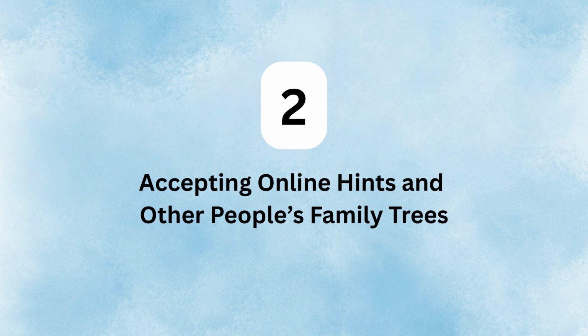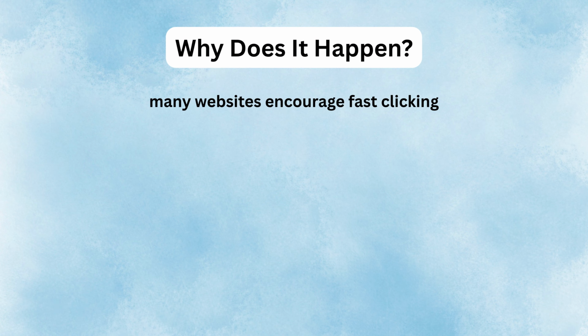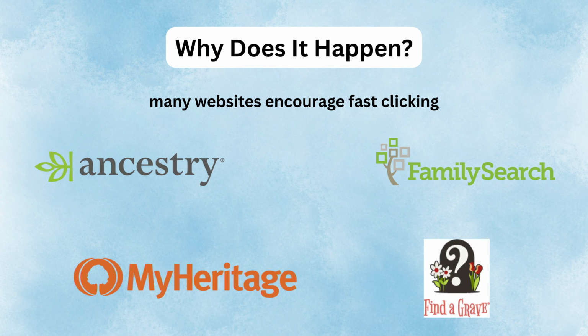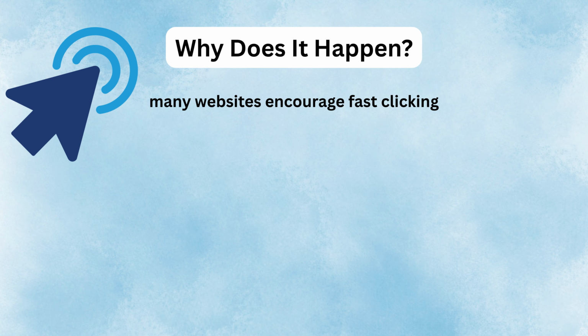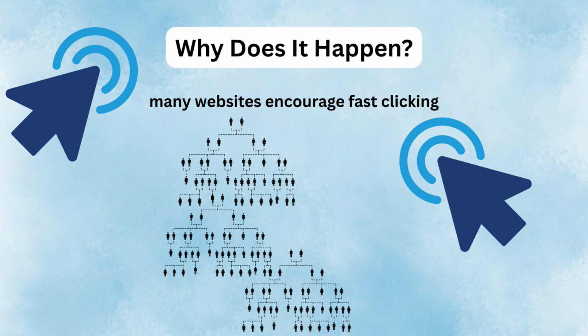Mistake number 2. Accepting online hints and other people's family trees. Why does it happen? Modern genealogy websites actively encourage fast clicking. And beginners especially tend to trust the information, often thinking, well, if it's provided by one of the major websites, it must be correct. And it feels efficient. You click on a suggested father, then another, and suddenly your family tree goes back 100 years. Yeah! Which is definitely the moment you should become deeply suspicious.